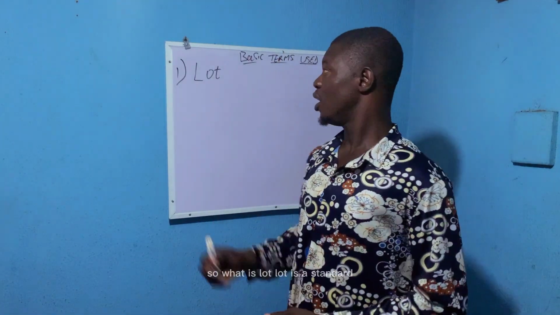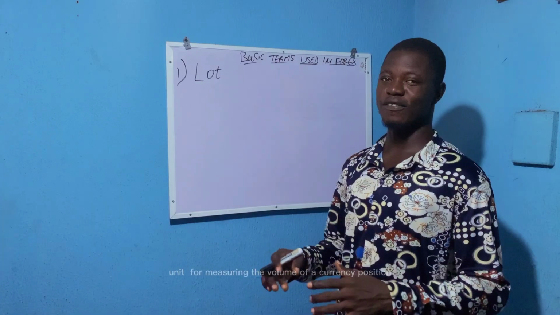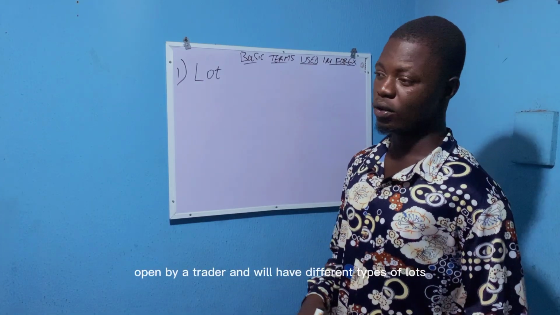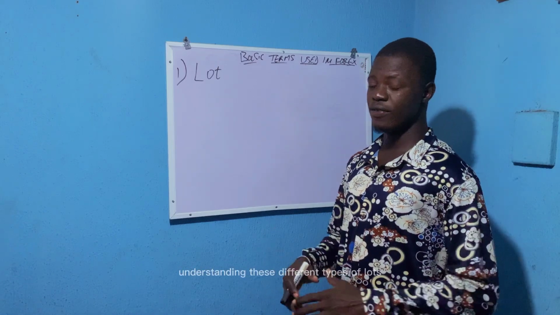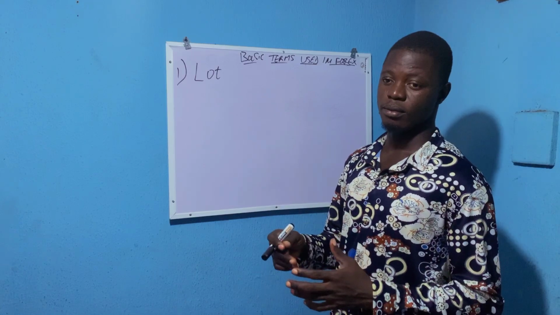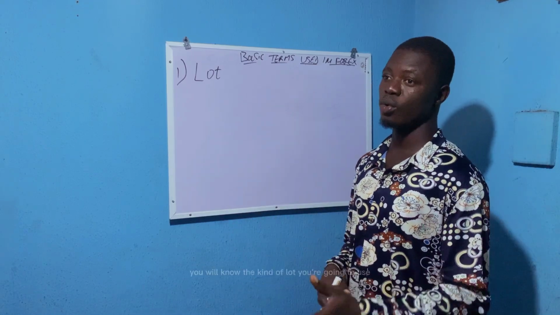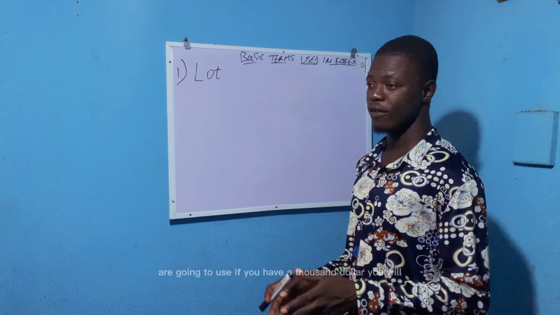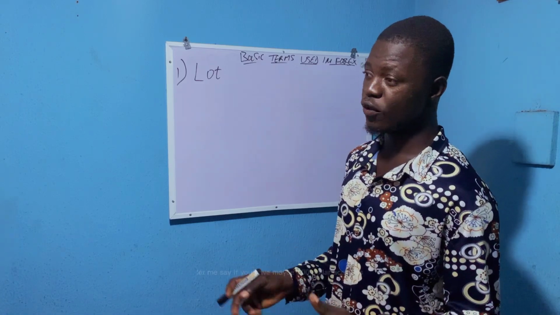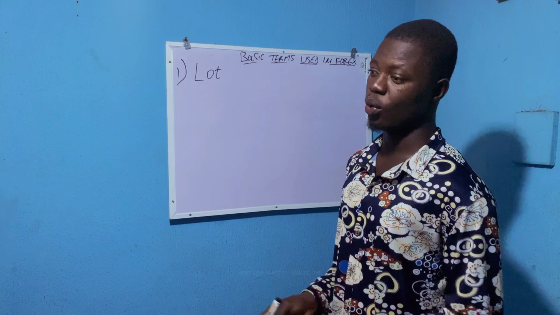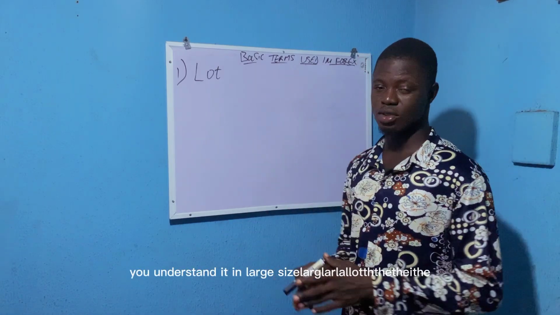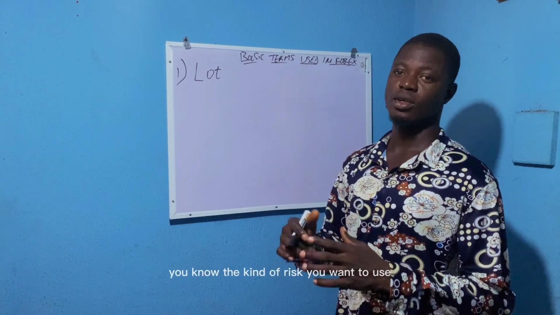So, what is a lot? A lot is a standard unit for measuring the volume of currency position opened by a trader, and we have different types of lots. Understanding these different types of lots, you can know your risk appetite. Basically, if you have $100, you will know the kind of lot you are going to use. If you have $1,000, you will know the kind of lot you are going to use. Or if you have, let me say, a $100 account and you want to risk a certain percentage of that account, understanding the lot size, you will know the kind of risk you want to take.